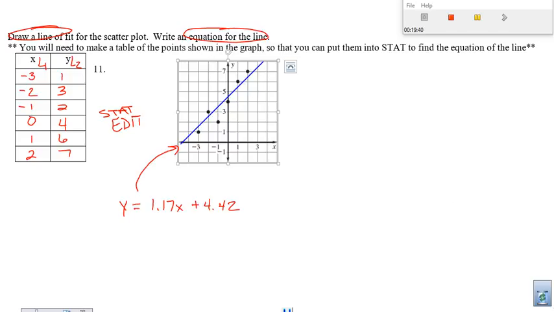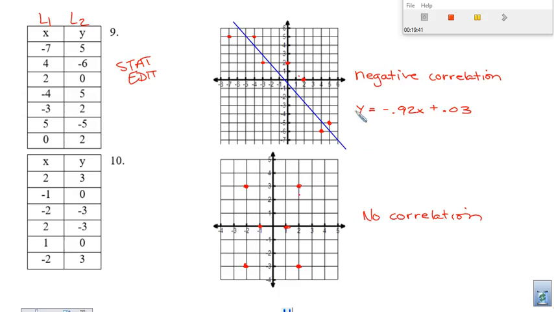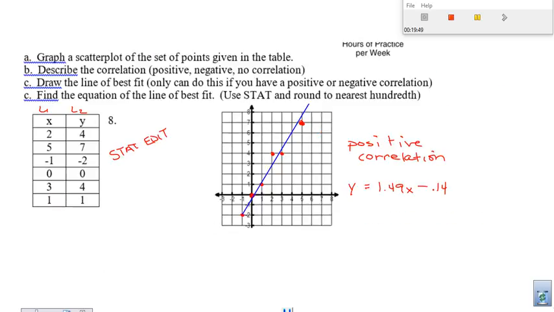Remember, this equation goes with this line right here, the line of best fit, that matches all our points as best we can. This line goes with this blue line, which is the line of best fit. Always use your stat edit to find the equation for that. Same here. This equation of the line of best fit goes with our blue line that tries to match up with our points as best we can.